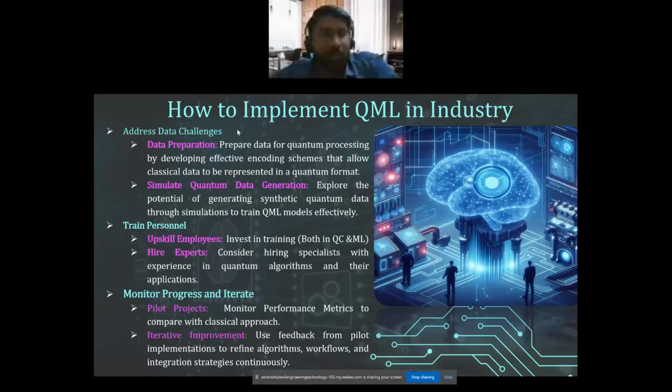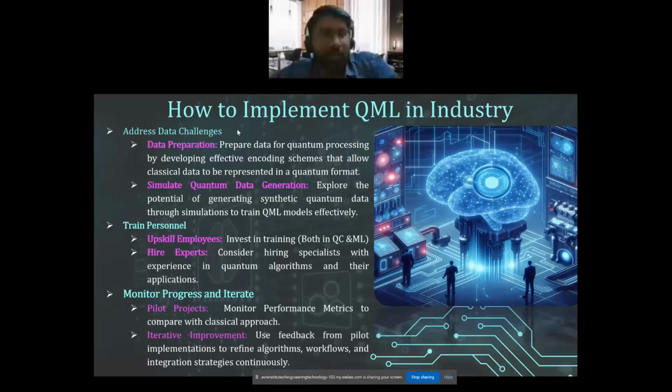If I don't have any skilled person in the industry, we are always depending on somebody else, right? So we need to invest in training the employees to know both quantum computing and machine learning, or otherwise we can hire experts. This is a different call. Either we need to upskill the employees or hire the experts, or we can do both.